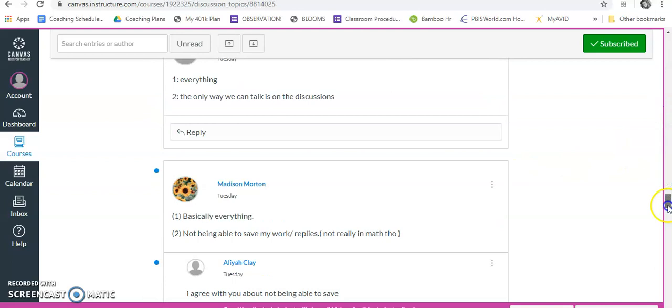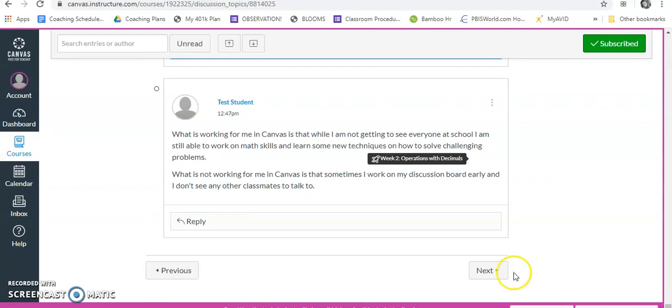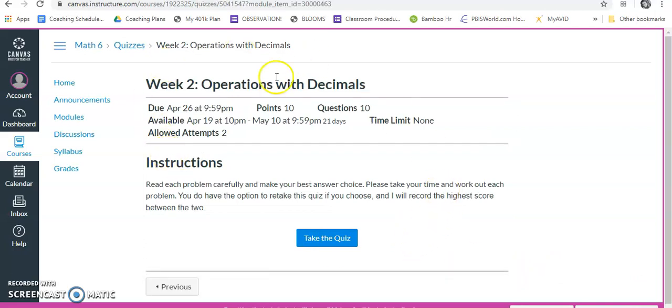So now I'm going to scroll all the way down to the bottom. I'm going to hit that next button. And that next button sends you right to the next thing, which is week 2 assignment. And you can take the quiz there.